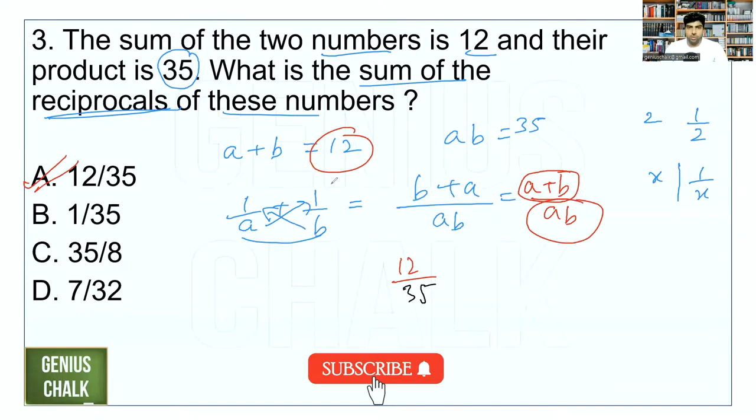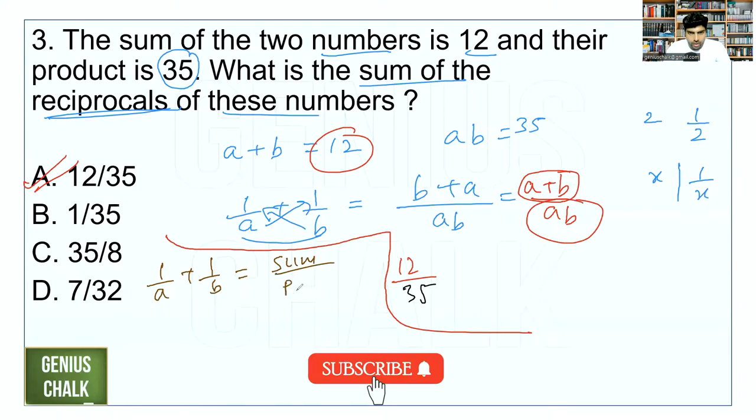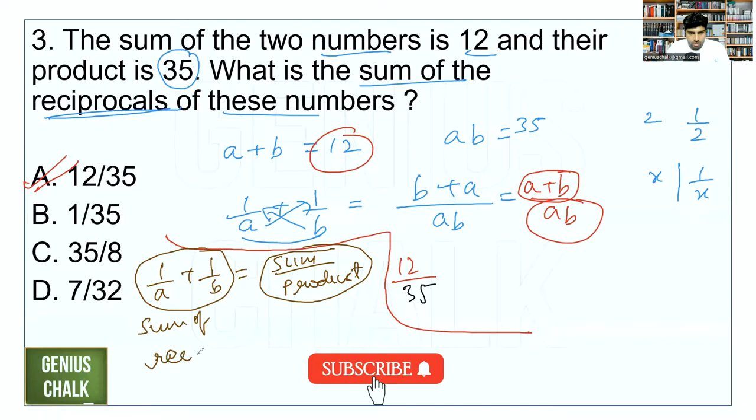This is the approach we have to use in this question, but in the exam we don't have this much time. So go in a short manner, go fast, because we have to clear the exam. Always remember, the sum of reciprocals is always equal to the sum divided by product. Sum divided by product. Always remember this shortcut.